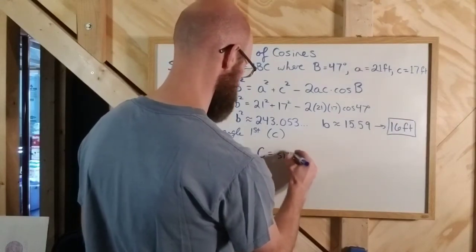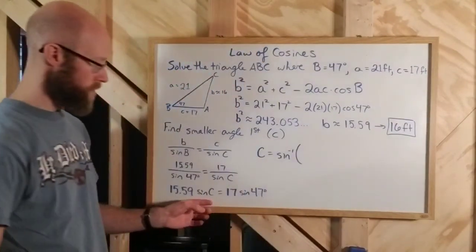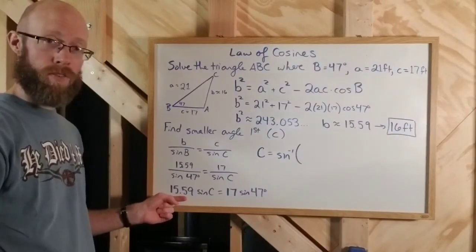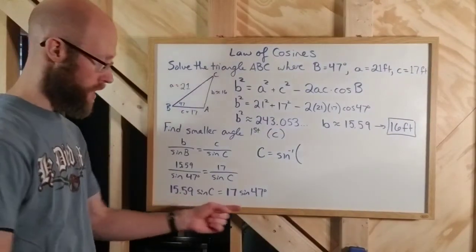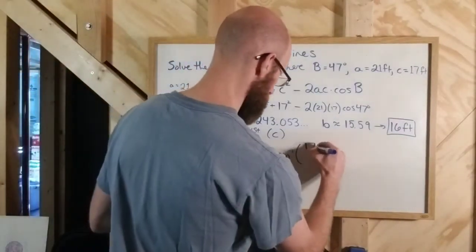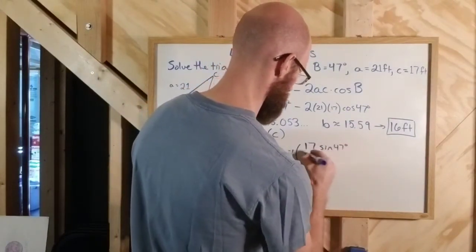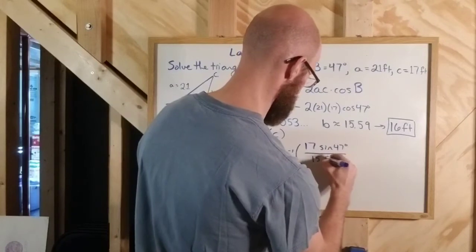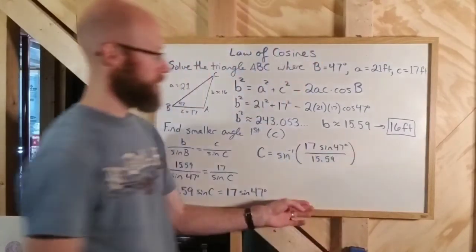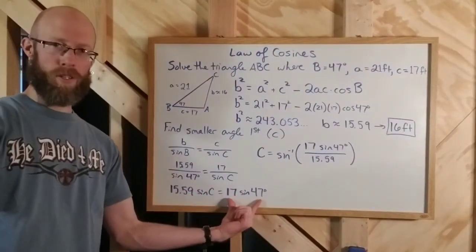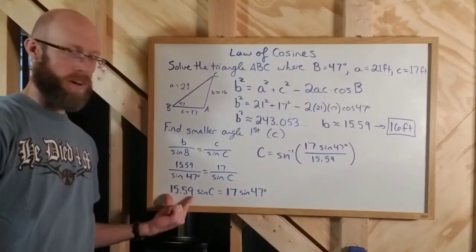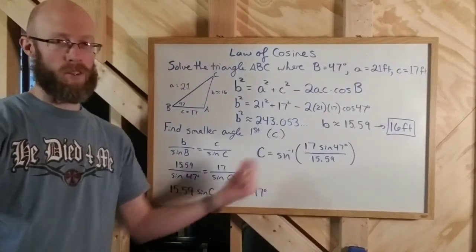So angle C is found using the inverse sine. So I divide out the 15.59 and then use the inverse sine. So it's going to be 17 times the sine of 47, all over 15.59. Right, so it's this expression divided by 15.59, and then I apply the inverse sine to it.